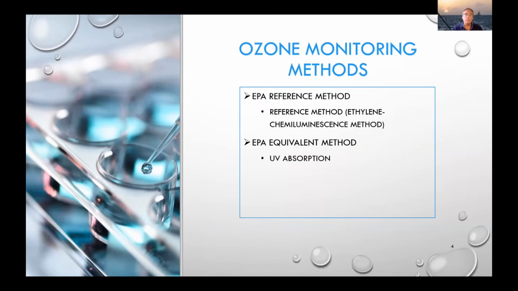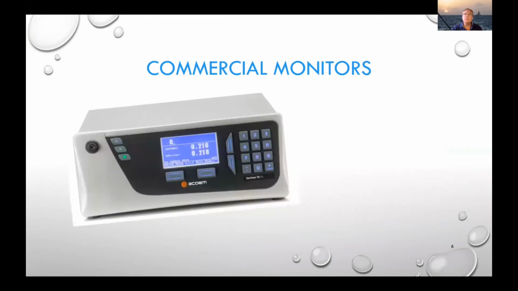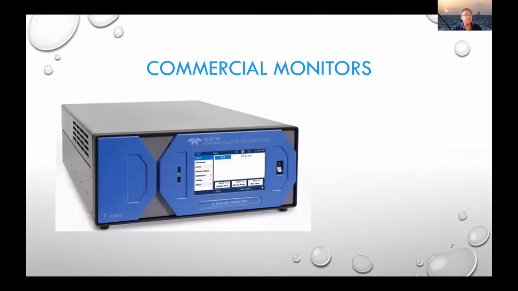But the vast majority of monitoring that you'll find is actually the equivalent method, and it's known as the UV absorption method. There are many different commercially available UV absorption analyzers out there. And this particular one is the Thermo 49iQ. You have the Ecotech Serinus 10 and the Teledyne T400, just to name a few.